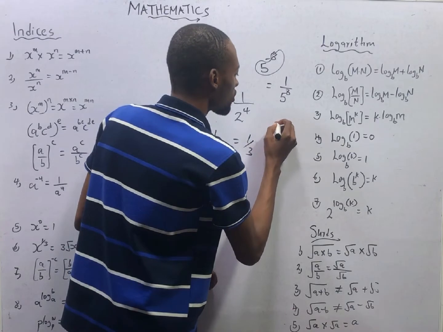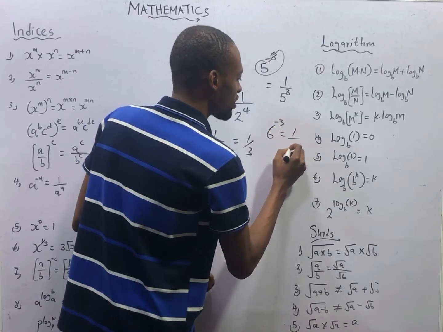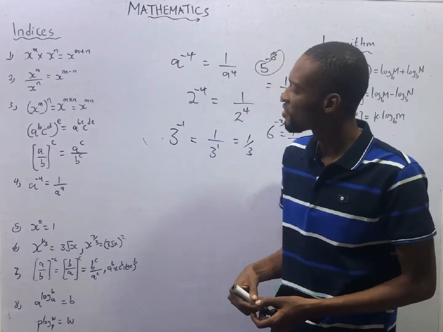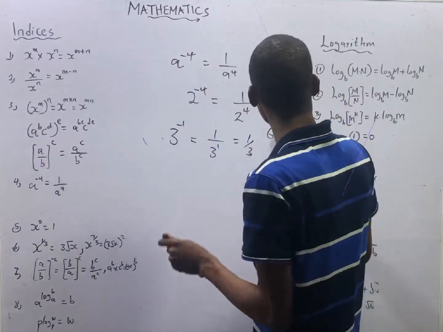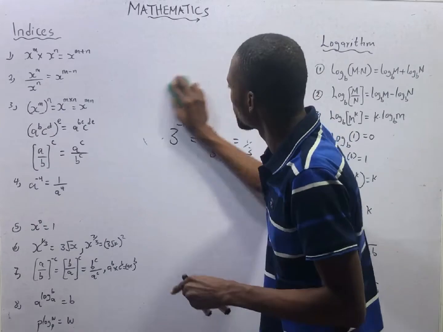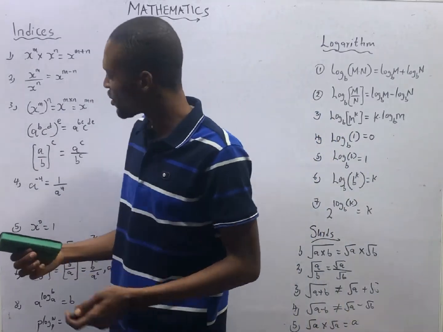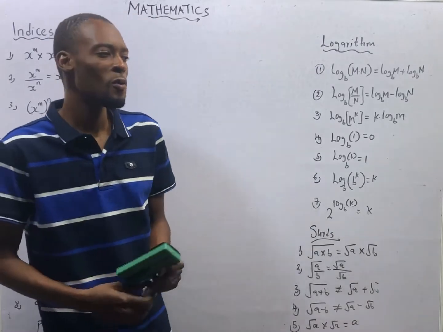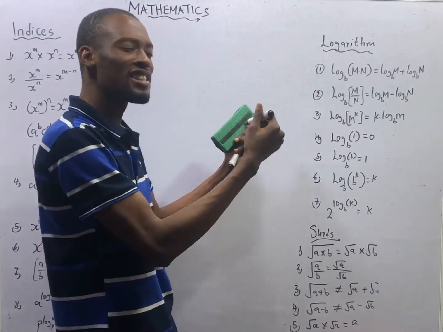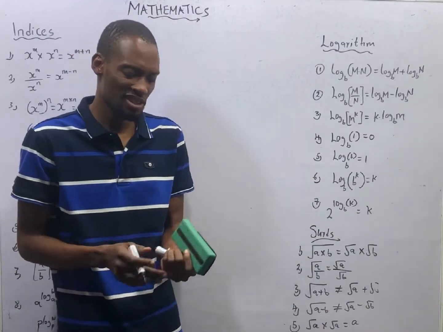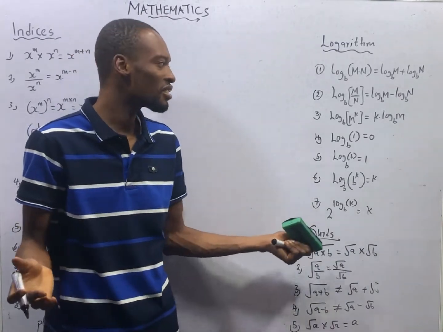6 raised to the power of minus 3 is 1 over 6 raised to the power of 3. That is the law of negative power. Any meaningful number raised to the power of 0, the answer is 1. When we are dealing with number bases, we will tell you to let the powers be descending. Anytime you have a meaningful number that is raised to the power of 0, it is 1.